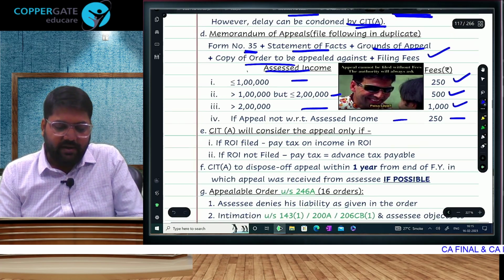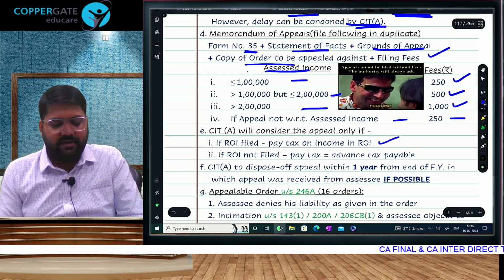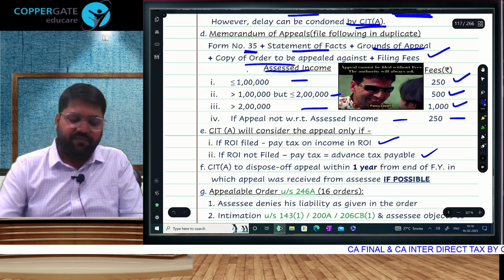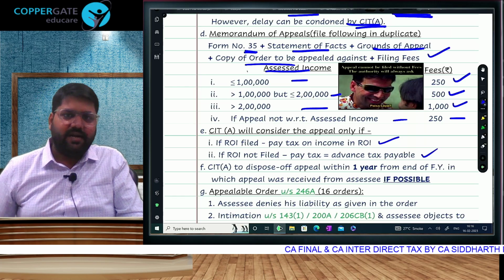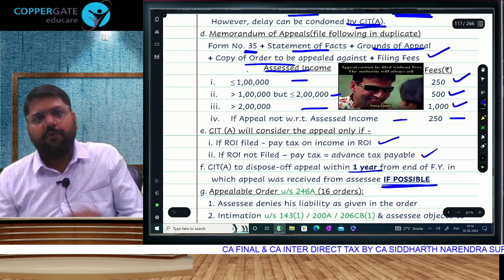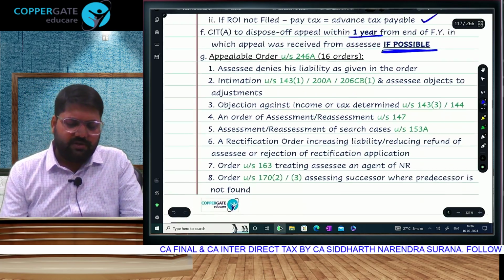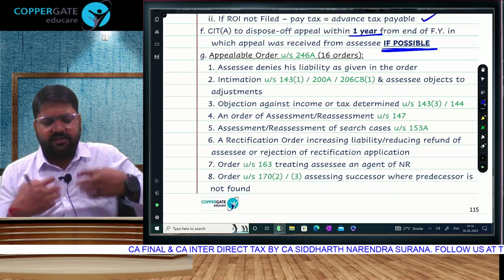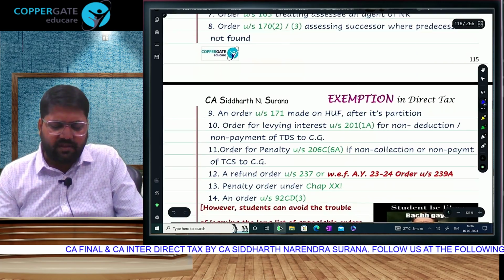CIT will consider the appeal only if you have paid the tax on income that you have shown in the ROI, or if you have at least paid your advance tax, then only your appeal will be considered. The CIT will try to dispose of the appeal within the time limit if possible, because of "if possible", this is irrelevant. Then what are the appealable orders? A long list of orders: your intimation, your regular assessment, your reassessment, your search assessment, everything will come here.